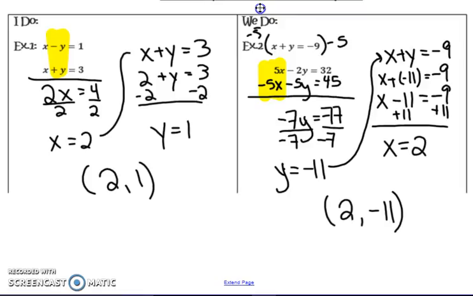If you use any of the other equations, whether it be the 5x minus 2y or the negative 5x minus 5y, you will still get an answer of x equals 2 out. So it does not matter which equation you choose.